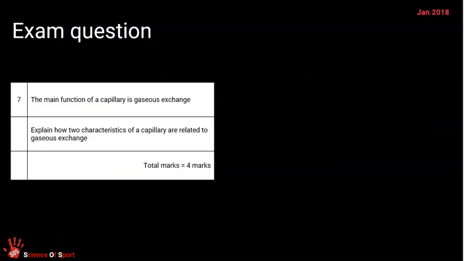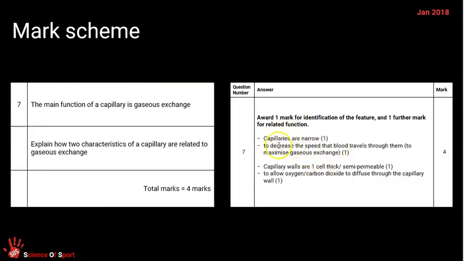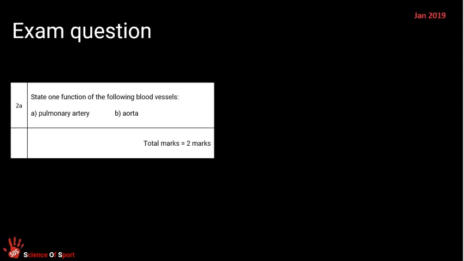Very last thing then, just to show the type of questions you might find. So the main function of capillary is gas exchange. Explain how 2 characteristics of the capillary are related to gas exchange. So it wants to know how it's structured, how it's designed, how it's built to fulfill that function. And then the mark scheme here talks about it being narrow, slow flow, one cell thick to allow easy, and semi-permeable to allow easy diffusion of those 2 gases.